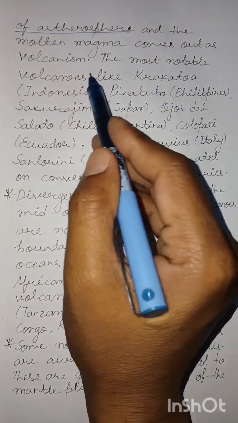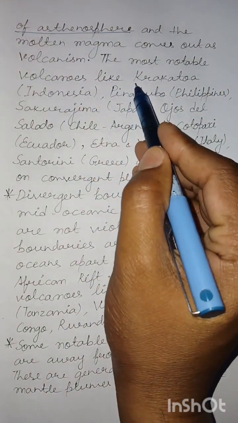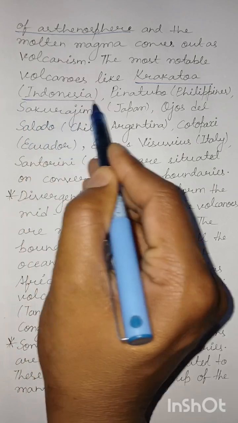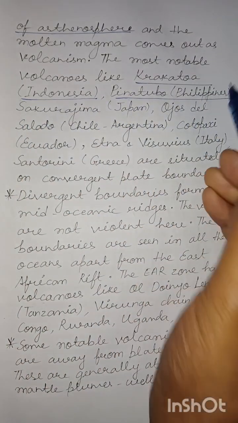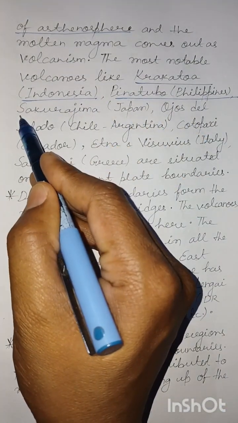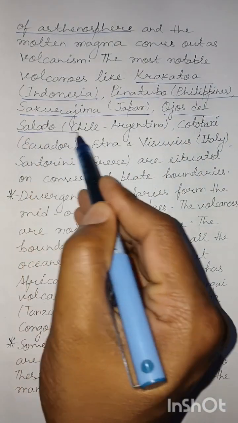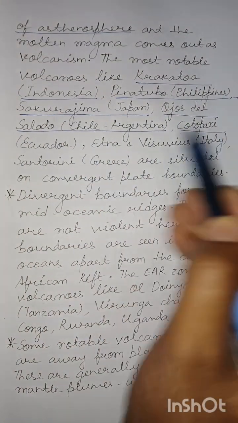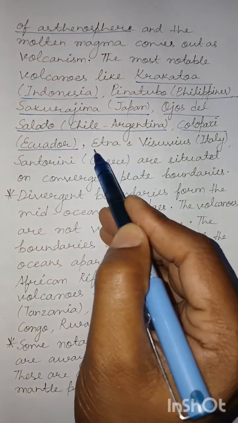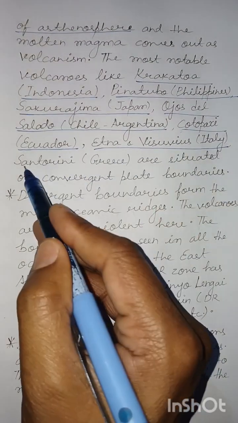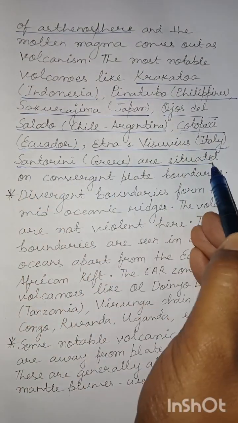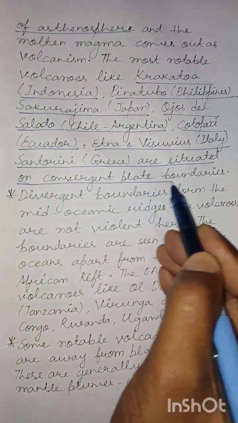The most notable volcanoes like Krakatoa, which is in Indonesia, Pinatubo, which is in the Philippines, Sakurajima, which is in Japan, Ojos del Salado, which is in Chile and Argentina, Cotopaxi, which is in Ecuador, Etna and Vesuvius, which are in Italy, and Santorini, which is in Greece, are situated on convergent plate boundaries.